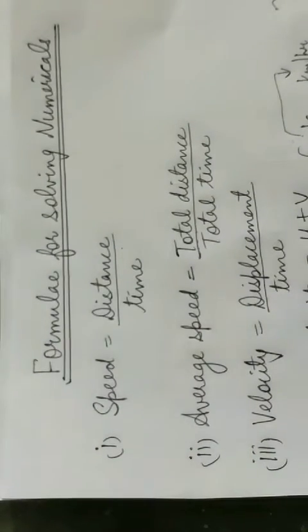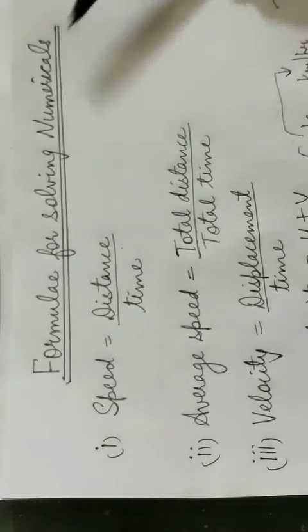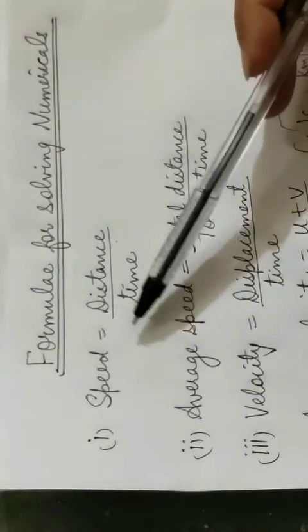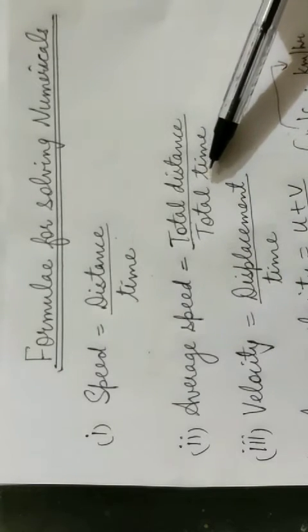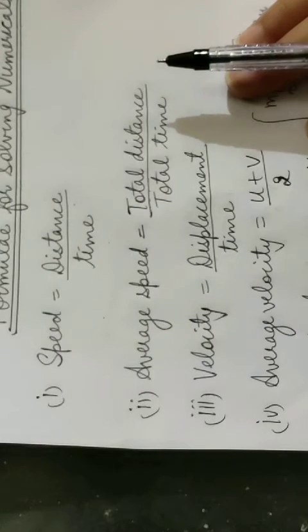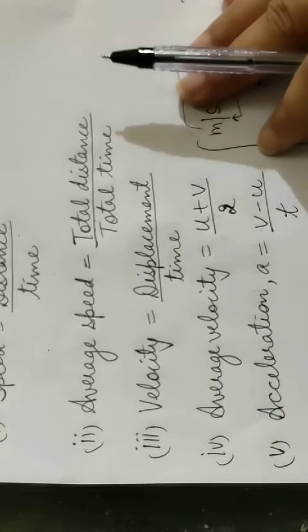This is a list of formulae which will be helpful for you to solve numerical problems. Starting with speed. What is speed? It is equal to distance upon time. Average speed is equal to total distance upon total time. Velocity is equal to displacement upon time. Average velocity is equal to u plus v divided by 2, that is, sum of initial velocity and final velocity divided by 2.